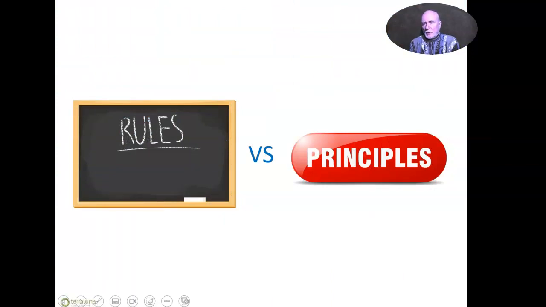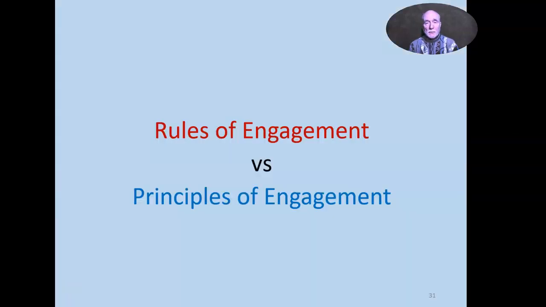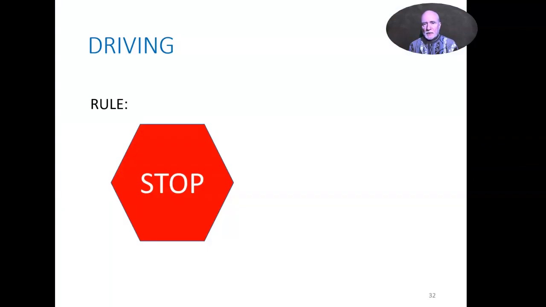To help illustrate what principles are, I want to compare them to rules, because it clarifies the particular distinction we're making about principles. Compare rules of engagement to principles of engagement. So, for example, coming to a stop sign and stopping is a rule. You come to a complete and full stop. Rules are clear. They're evaluated by you either follow them or you don't follow them.